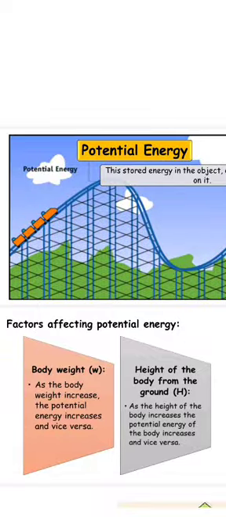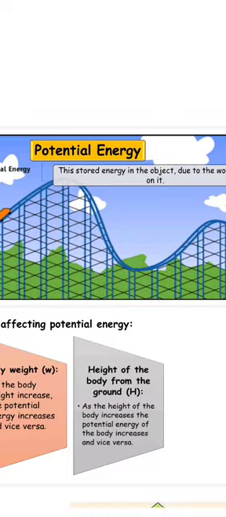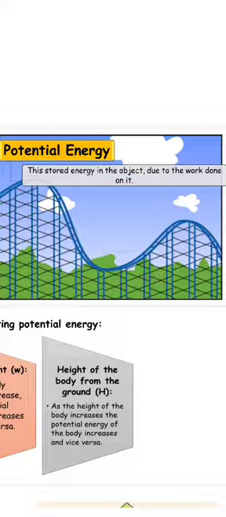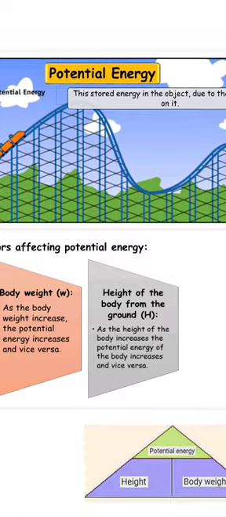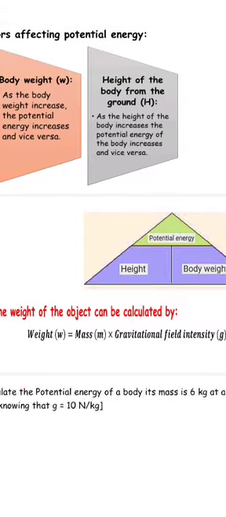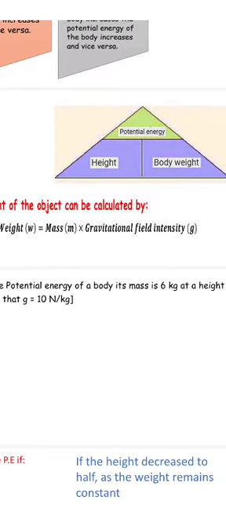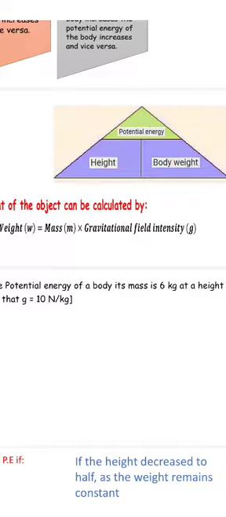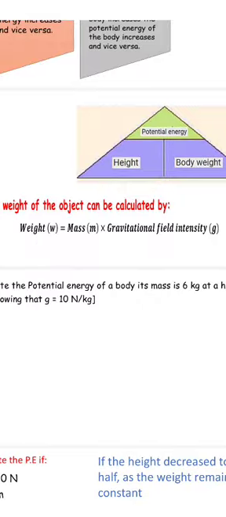Let's talk finally about the potential energy, which is the stored energy in the object due to work done on it. There are factors that affect the potential energy, which are body weight and height. We can get the potential energy by the relation potential energy equal weight times height. If we don't have the weight, we can get it by another relation, which is weight equal mass times gravitational force.